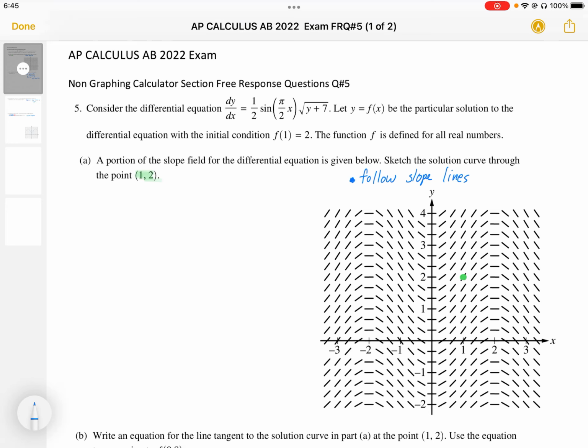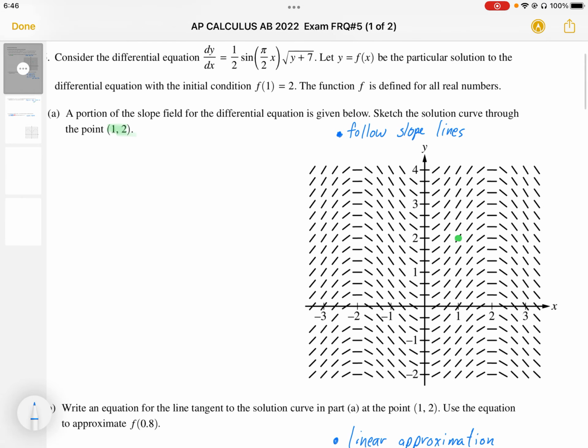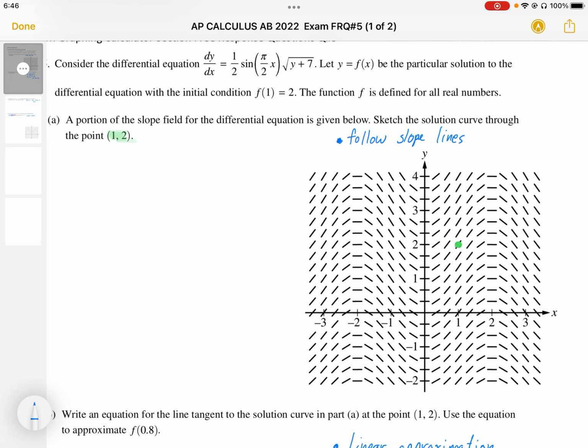Part A says a portion of the slope field for the differential equation is given below. Sketch the solution curve through the point (1, 2). Basically, to sketch the solution, we just follow the slope lines. We're using the slope lines as direction, and that green point I've given here is the point we're going to use to draw this. It's going to point up towards these slopes here, and follow this slope line like this.